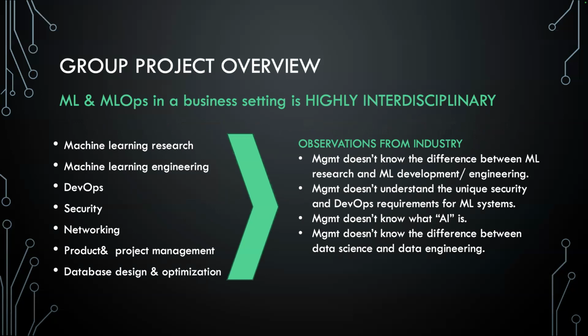But then industry doesn't always understand that. A lot of management in industry doesn't know that ML research and ML engineering are different disciplines, or there might not be budget to have both roles filled. They might not understand the unique security concerns with machine learning and with ML ops versus just DevOps or DevSecOps. A lot of management doesn't know what AI is. It's just this thing out there in the ether. We have no idea. So these are some of the challenges that you're going to be facing as you go into industry in whatever role that you're in.